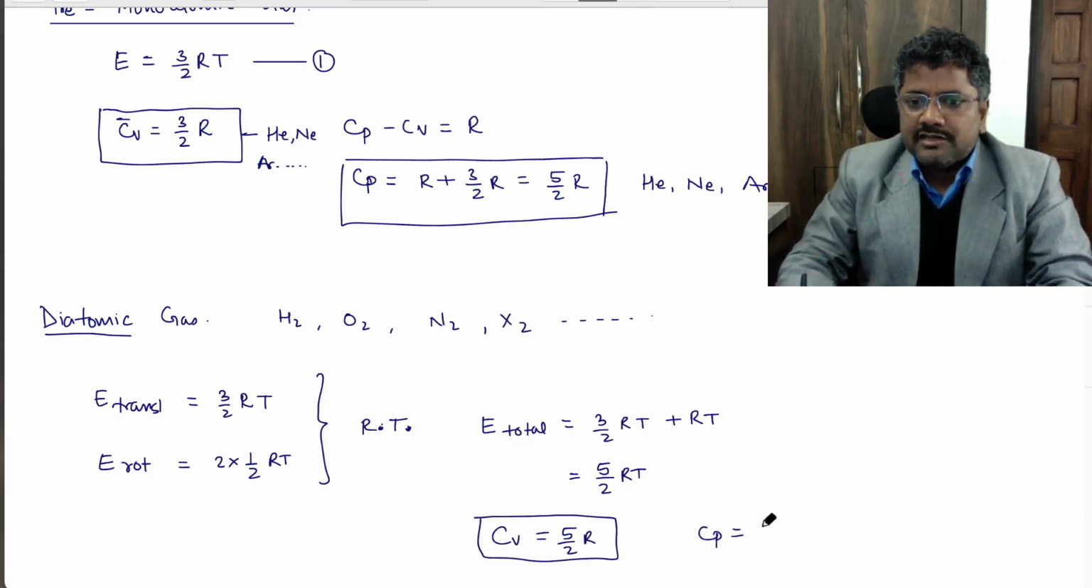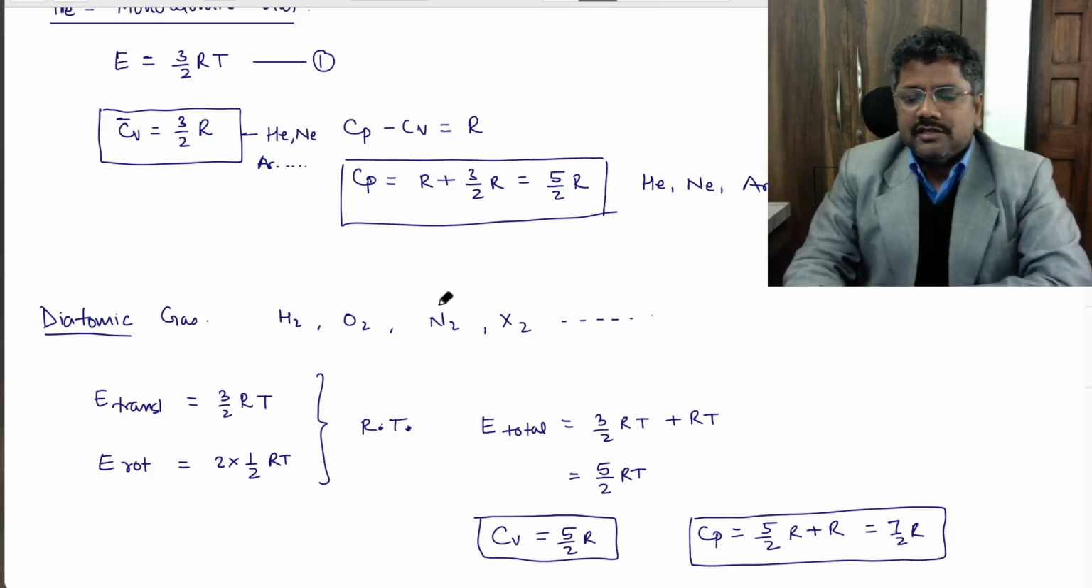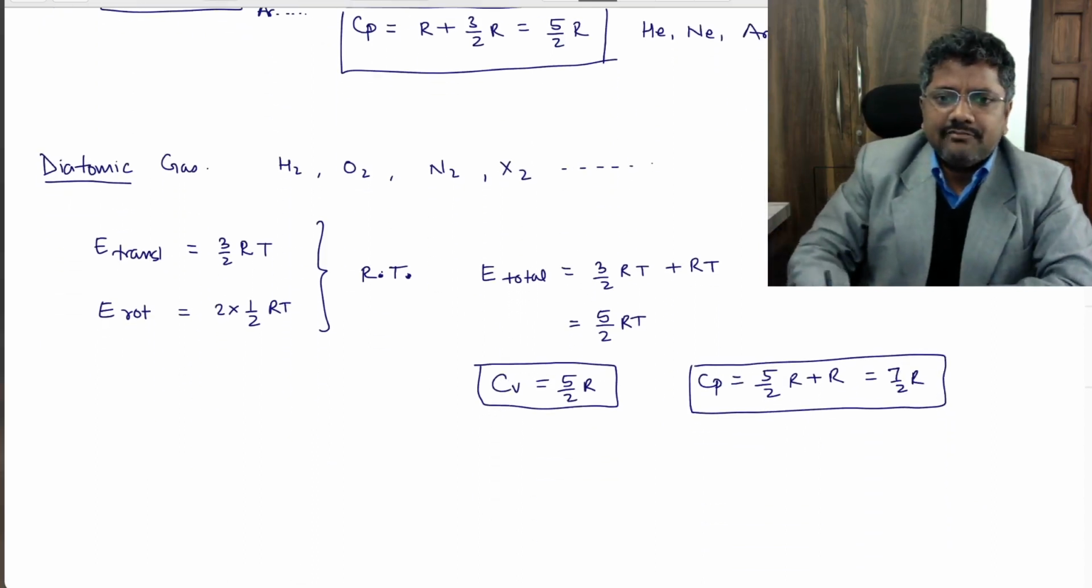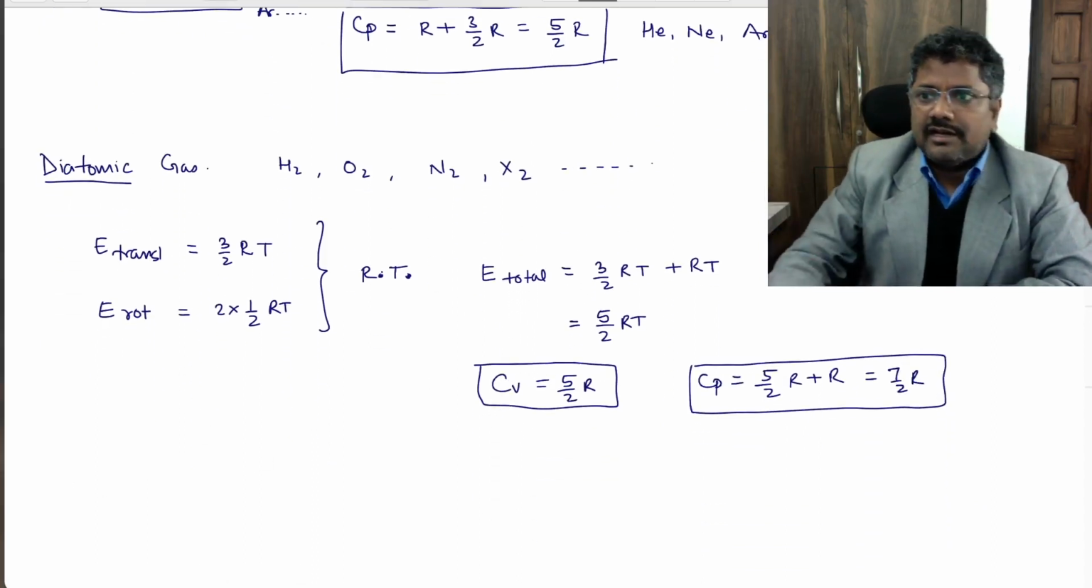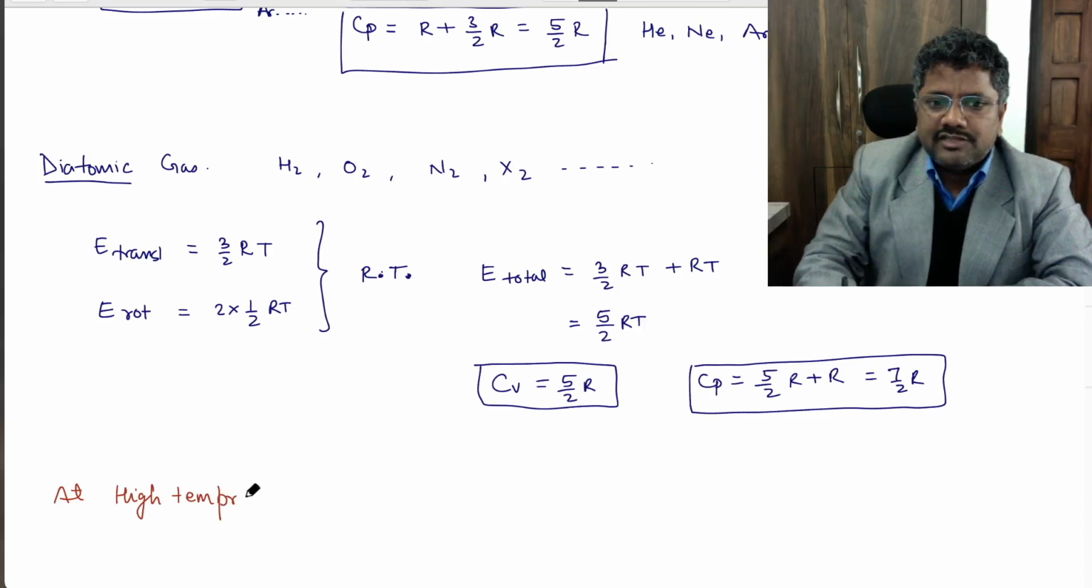So CP is equal to 5 by 2 R plus R. So this is equal to 7 by 2 R. So Cp is equal to 7 by 2 R for all these gases at room temperature or around room temperature. But at high temperature, where vibrational contributes, at high temperature.